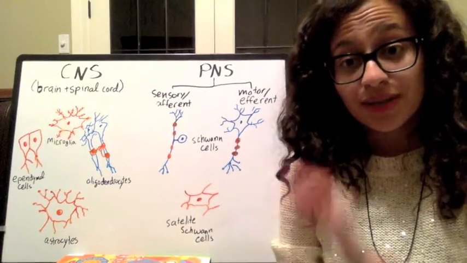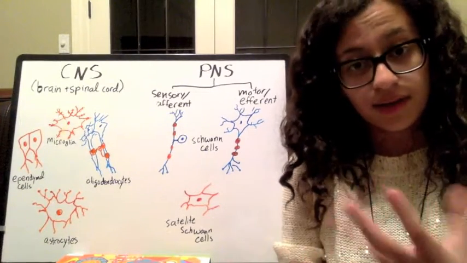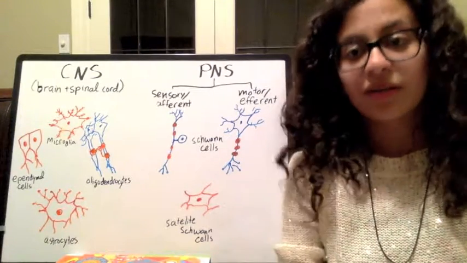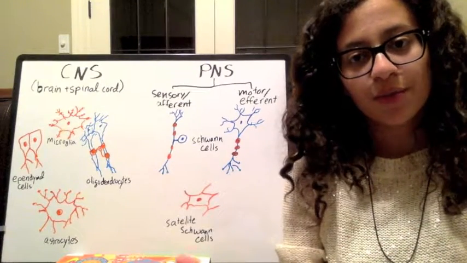Astrocytes are also important in maintaining the microenvironment around the neurons, so the extracellular environment. We want to keep that at a certain homeostasis to make it ideal for these neurons to be able to communicate properly and so on.